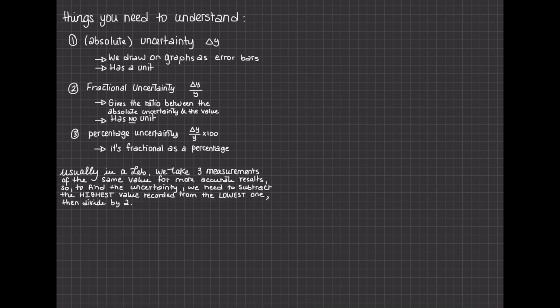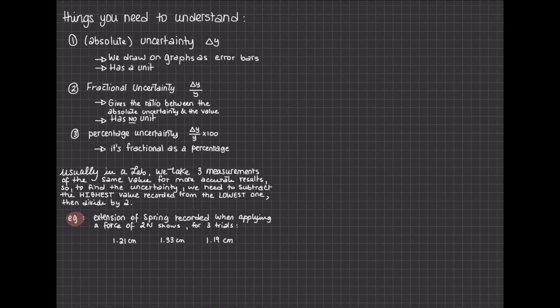Usually in lab, we take 3 measurements of the same value for more accurate results, correct? This is what we're used to do. So to find the uncertainty, we need to subtract the lowest value that we recorded from the highest value that we recorded, and then we divide that by 2. This will give us then the absolute uncertainty.